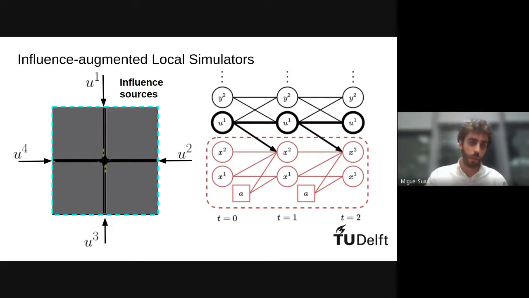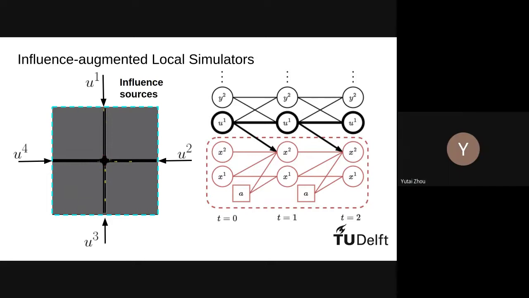In the traffic example, these influence sources are essentially these 4 variables that we have here, which you can think of as binary variables that determine whether a car is going to enter at the next time step or not. In the traffic network, even though the rest of the network is affecting the local region in some way, it's only doing so through these 4 road segments that we see here in the image. So these are my influence sources.